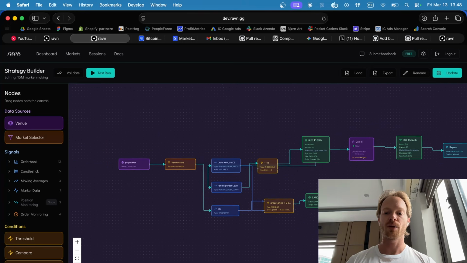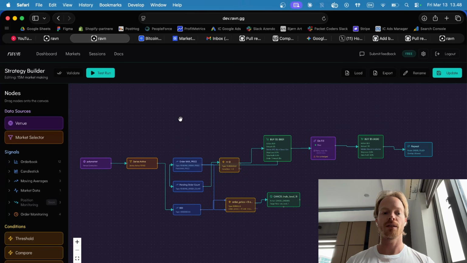Yes, so this is just an example of how to do a market making strategy with Ravn. Obviously, we are still in a very early phase, and again, it's only alpha.